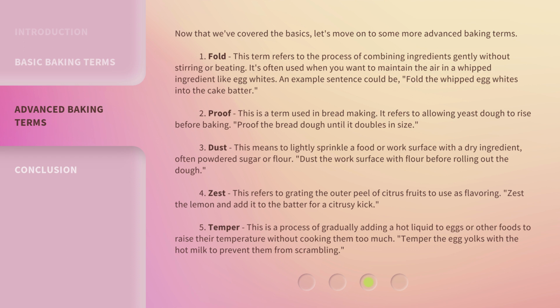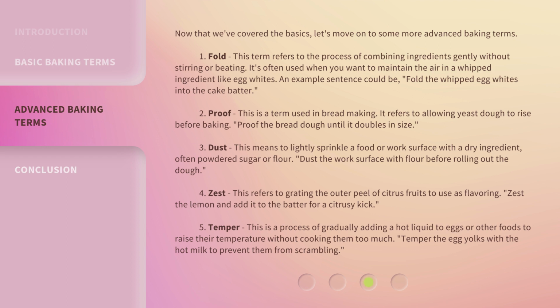2. Proof. This is a term used in bread making. It refers to allowing yeast dough to rise before baking. Proof the bread dough until it doubles in size. 3. Dust. This means to lightly sprinkle a food or work surface with a dry ingredient, often powdered sugar or flour. Dust the work surface with flour before rolling out the dough.